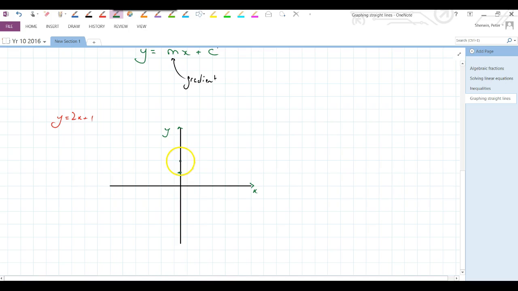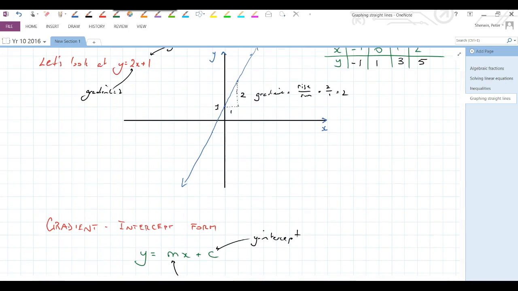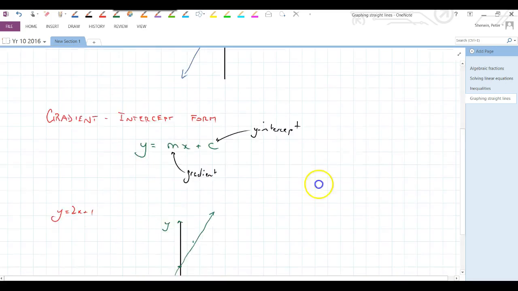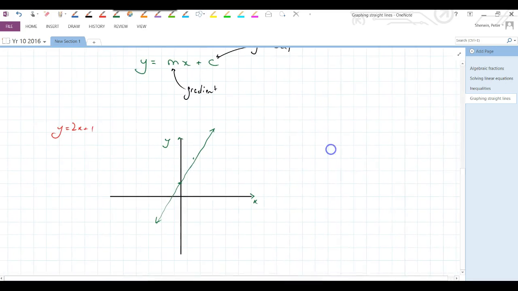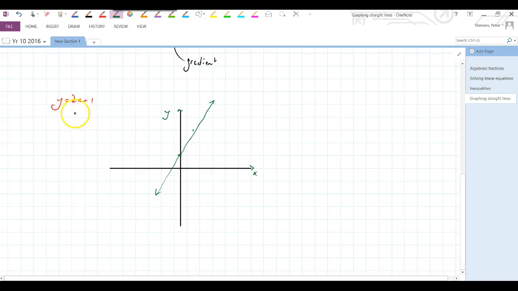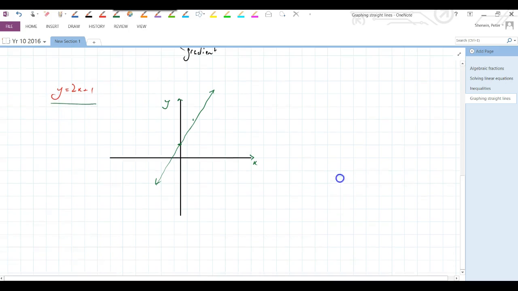So my rise is 2, so I go up 2, and I go to the right 1 because it's positive. If it was negative 2, I go to the left by 1, because going this way is a positive slope, and going this way is a negative slope. So if it was minus 2, I'd go up 2 and across to the left 1. Okay, so I could have done that. There we go. It's the same graph. It's quicker than doing all these points. We use the gradient intercept form to sketch it. Okay, so that's gradient intercept form.